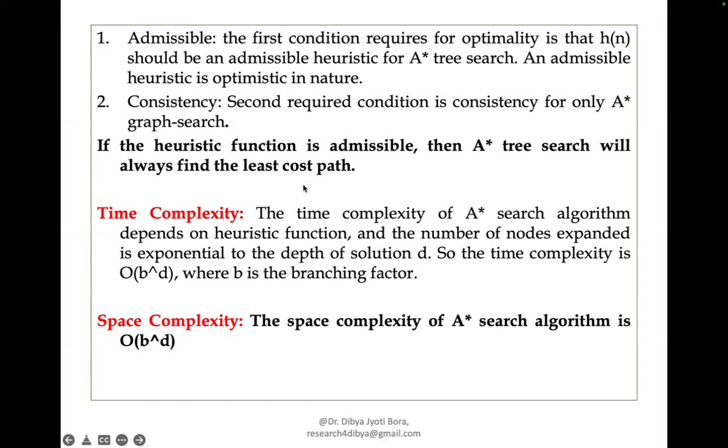Theoretical facts are asked, right? Time complexity, we have to know big O of B to the power D, where D is the depth of the solution. So the time complexity of A-star search depends on the heuristic functions and the number of nodes expanded. Okay, so big O of B to the power D. B is the branching factor, D is the depth. Space complexity will be also same, big O of B to the power D.